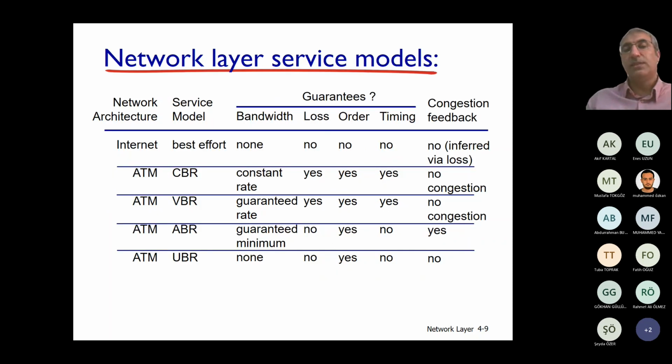Let's look at some network layer service models. The first one is, of course, the internet. It utilizes the best effort service model. So, there's no guarantee. It tries its best to deliver your packets to the destination. Let's look at each of these parameters.